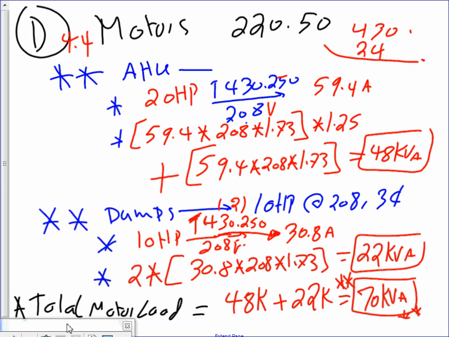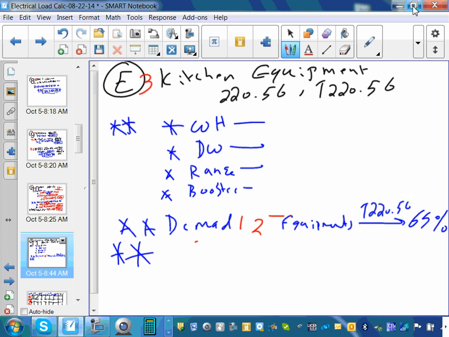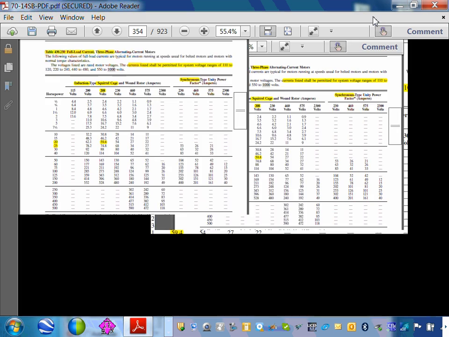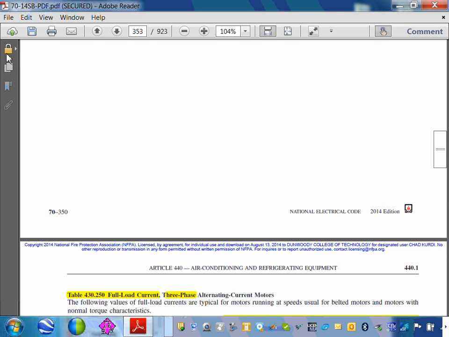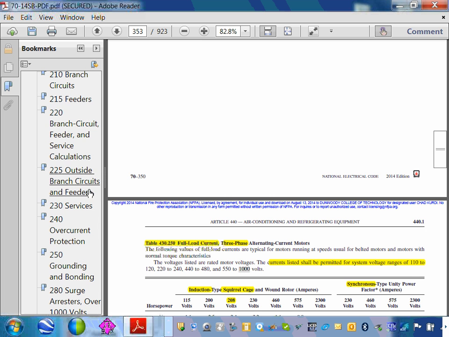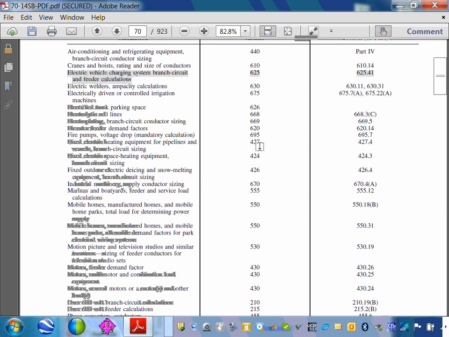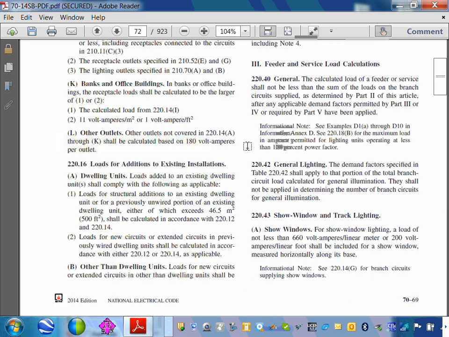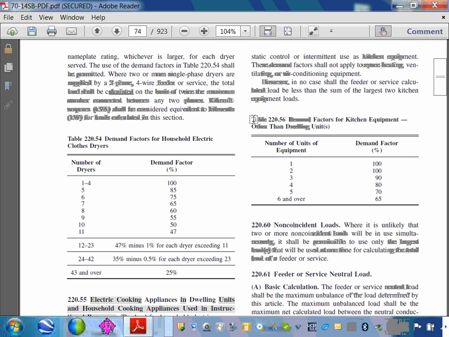Can I flip? Please? Okay, let's go to the kitchen equipment. Do me a favor, please. Let's go to table 220.56. These tables you guys must highlight. 220.56. There you go. Please highlight this table.